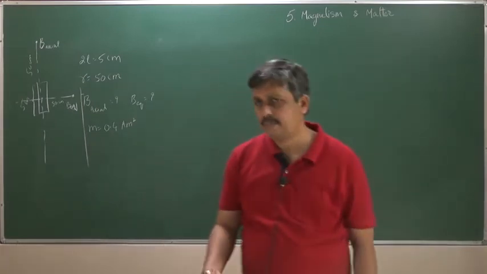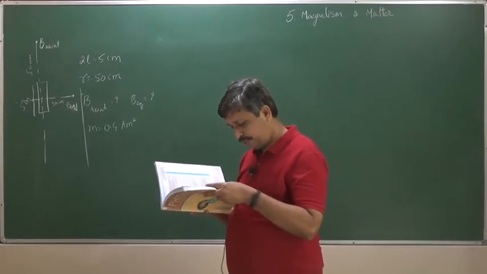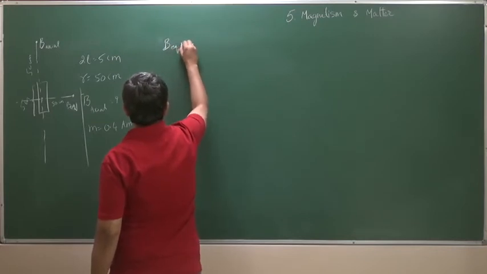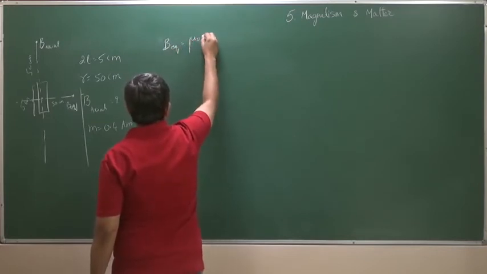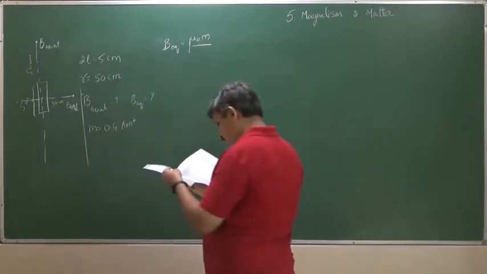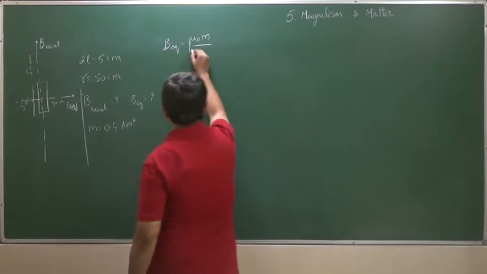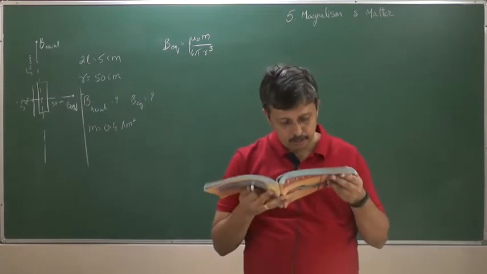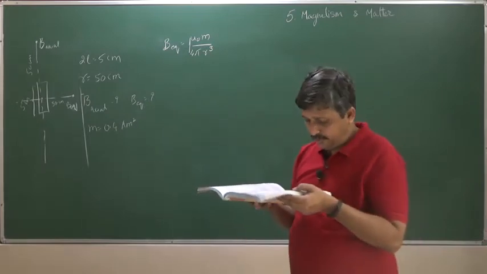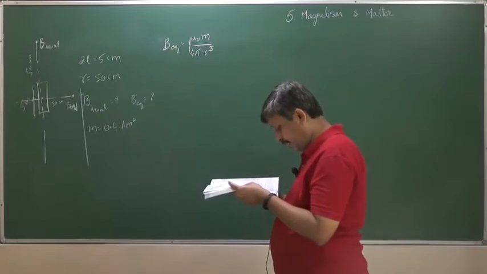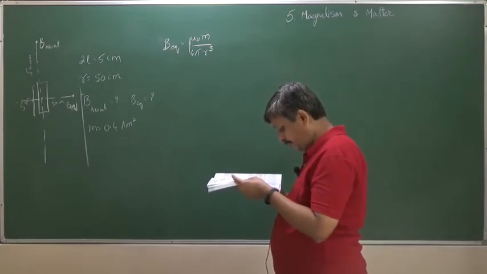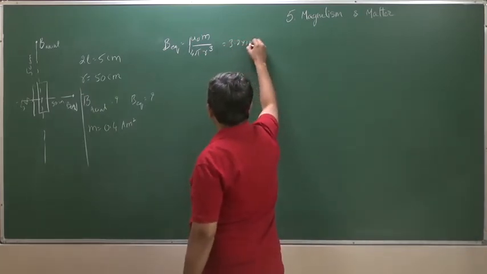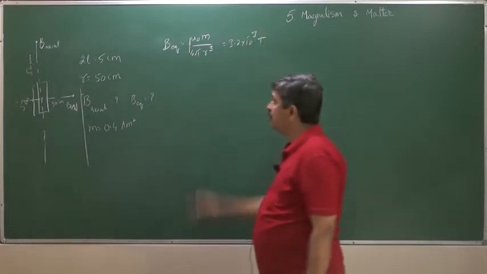So how do you do that? Straightforward. The formula that you are going to use is B equatorial equals mu naught into m divided by 4 pi r cube. Always dipole fields go as r cubed. So you can give the values basically and compute. You will get this one as 3.2 into 10 to the power of -7 Tesla. The answer. Just substitute the values.